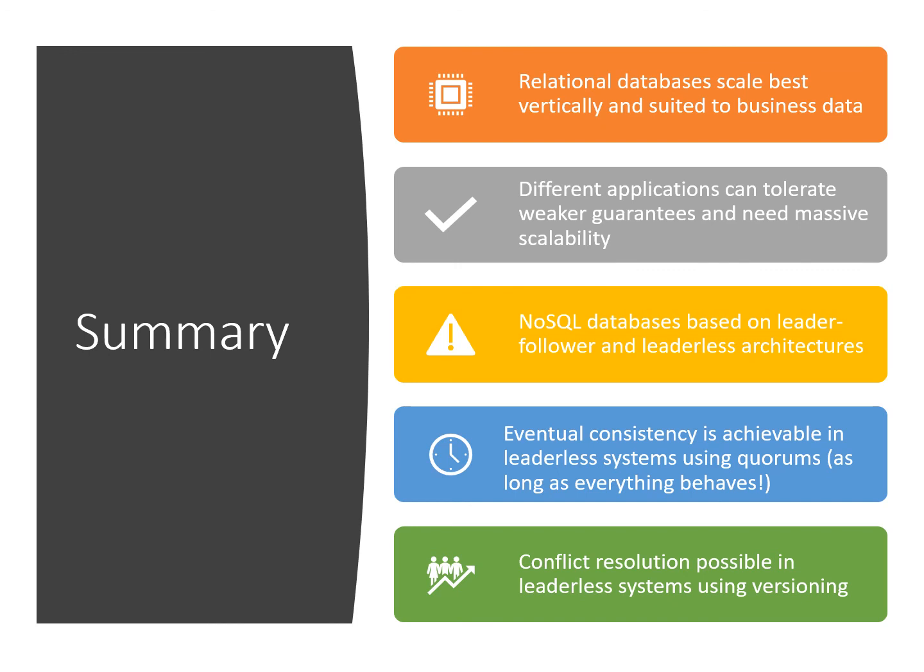Mostly they implement eventual consistency, and you can achieve this in leaderless systems using quorums. In such systems you also get conflicting writes, and to resolve these you need some form of versioning system such as version vectors or vector clocks to handle conflicting updates in distributed systems.